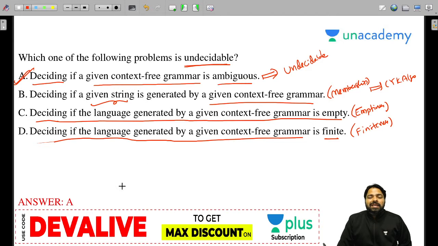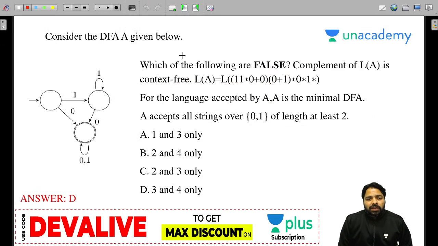Right? B, C, D are decidable, but A is undecidable. Yeah, A correct. Okay, now we have a DFA. It's given to you. I don't know what they are going to ask. We need to look at which of the following statements are false. Let's try the statements they have given.